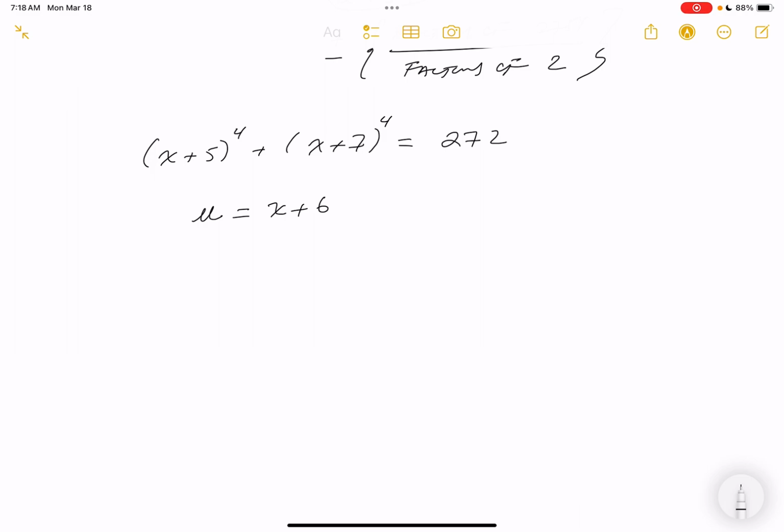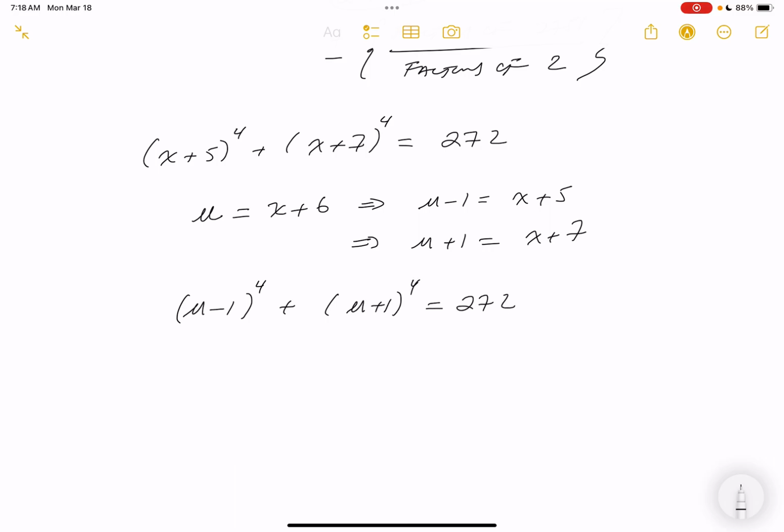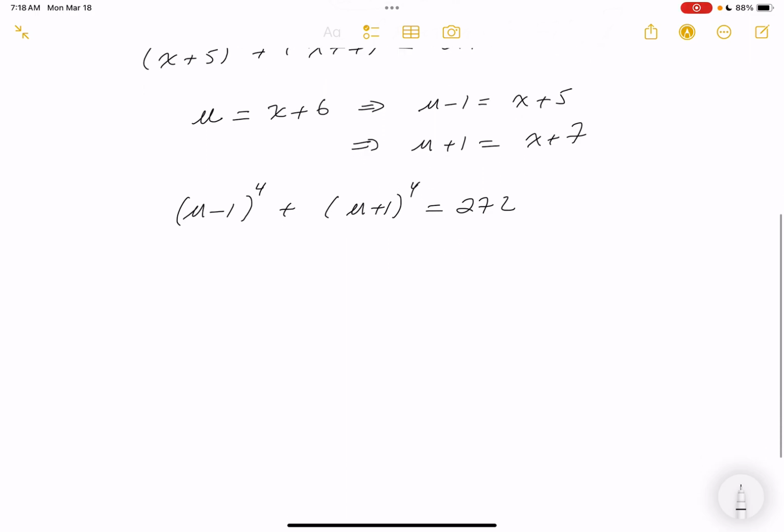So if you plug it in, let me write down what I mean by that. This is going to be, let's see, u minus 1 equals x plus 5. And you would have u plus 1 would equal x plus 7. And these are going to be a lot easier to deal with. So x plus 5 is equal to u minus 1 to the fourth power, and x plus 7 is going to be u plus 1 to the fourth power, equals 272. That's going to be easier for me to handle, all right?